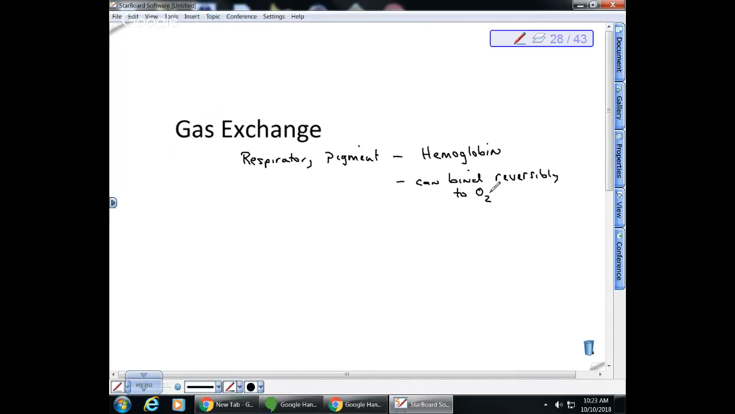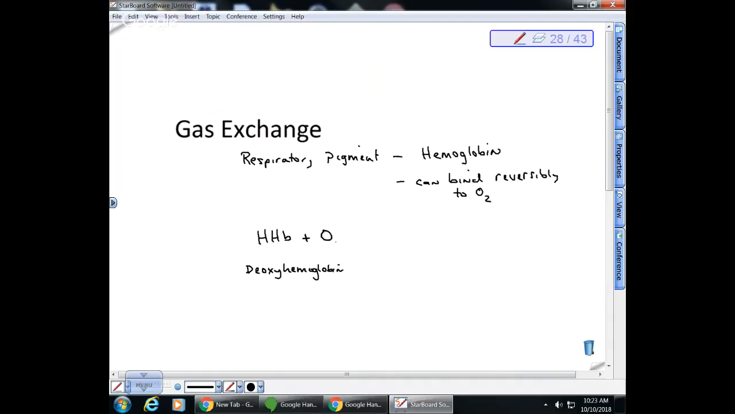That's what's unique about this molecule: it changes its shape depending upon the environment, and that makes it more likely to either take up oxygen or release oxygen. So that idea of binding reversibly is really important. We can talk about what is called deoxyhemoglobin, HHb. This is without oxygen.